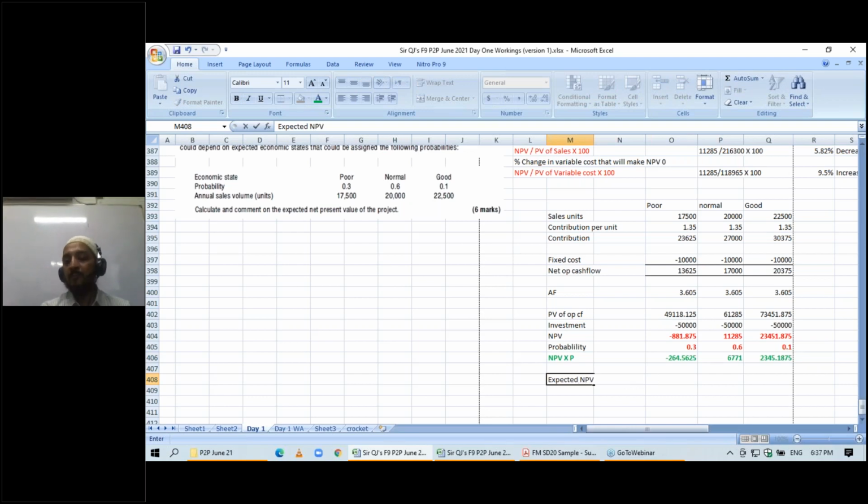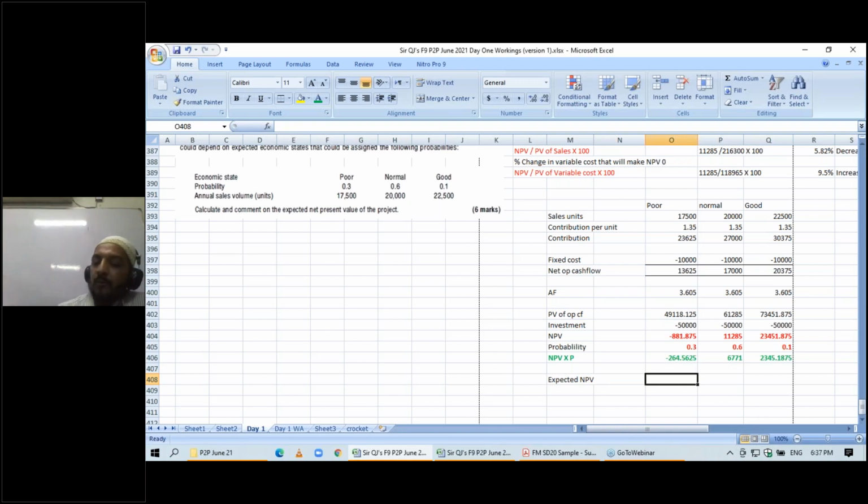So if you have various possibilities, first calculate NPVs at the various possibilities. And then after you calculate the NPVs, which are in red, multiply them with the probabilities, which are also in red, 0.3, 0.6, and 0.1. And then you arrive at the green figures. And then you add all the NPVs into probabilities to arrive at the expected NPV, which is in yellow. So that's the expected NPV calculation, 8851.